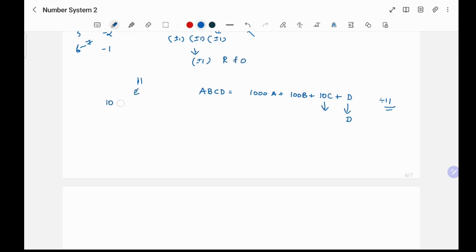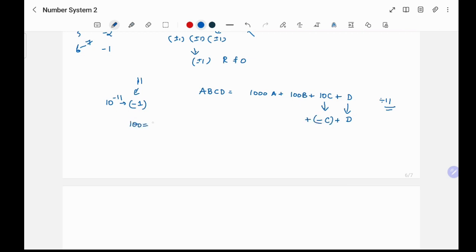For 10, we can write the remainder as minus 1. Right? So that is what we will be using. So for D it is D. For 10 we are going to write it as minus 1. So minus 1 into C is minus C. Okay. Then we have plus 100B.